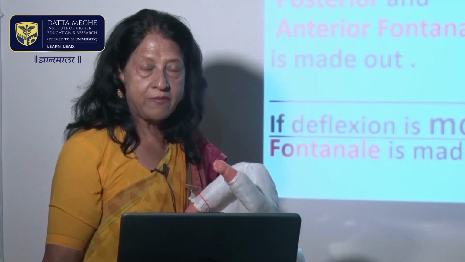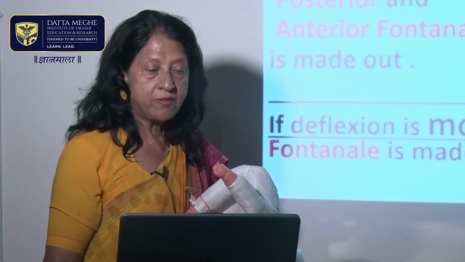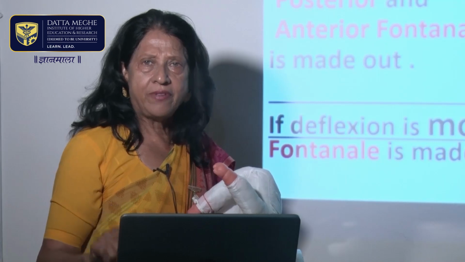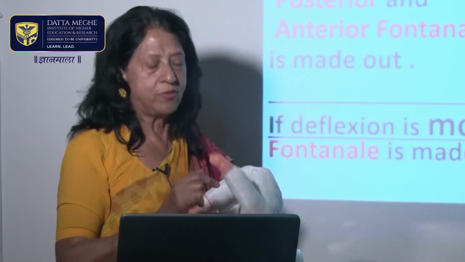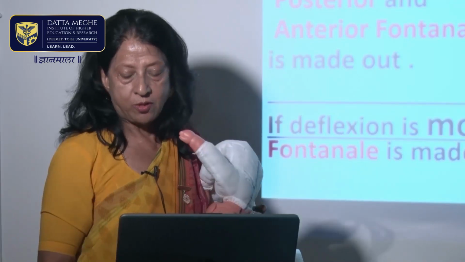So, that is why it is very important to identify whether deflection is there or the head is well flexed. When the head is well flexed, it is the posterior fontanelle I can make out on PV. When the head is deflexed, the anterior fontanelle is made out on PV examination, very simple to understand.